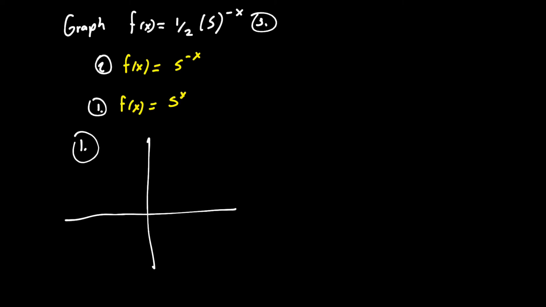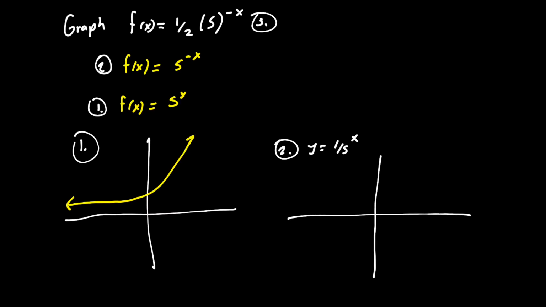Since we have a base greater than 1, our graph is increasing. And 2, with the reflection across the y-axis, this is the same thing as 1/5 raised to the x, which means that our function becomes decreasing.